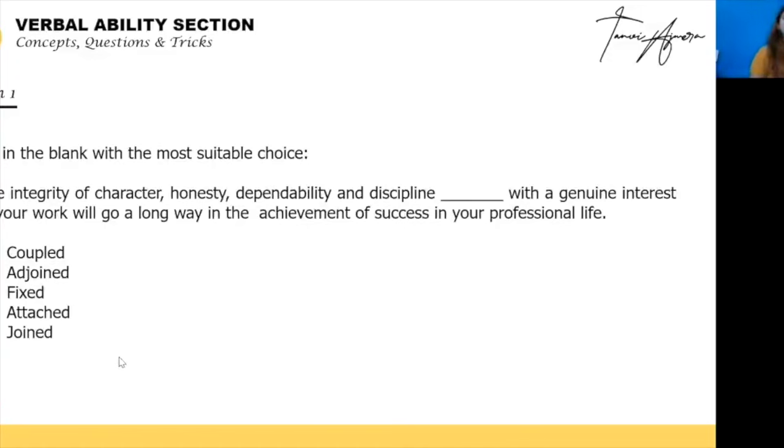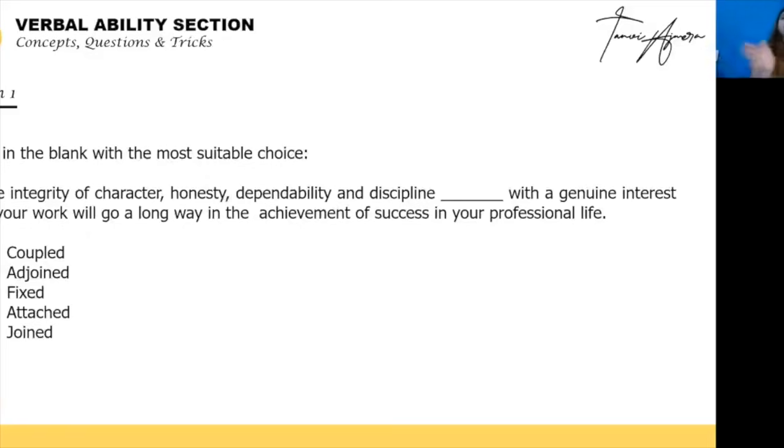So let's look at the answer options that we have. Coupled, yes. So we say that honesty coupled with a good character can help you be a good employee, or dedication coupled with intelligence can help you crack this exam. So coupled basically means together.